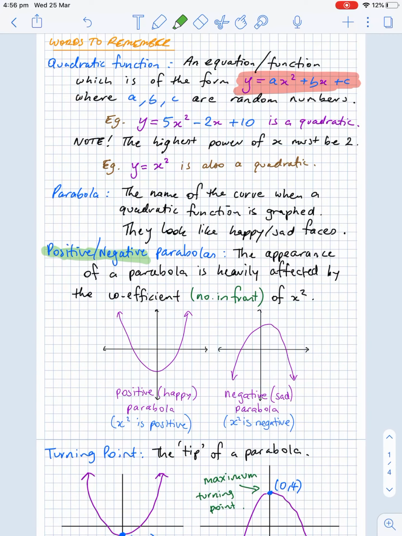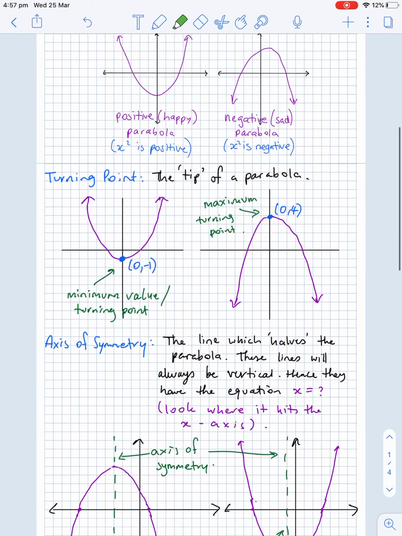Now you get positive or negative parabolas. The happy face is the positive version and the sad face is the negative version. You can tell whether it's going to be happy or sad based off the x squared. If the x squared is positive, it's going to be a happy face. If the x squared is negative, it's going to be a sad face. Up here, my x squared is positive because it's positive 5x squared.